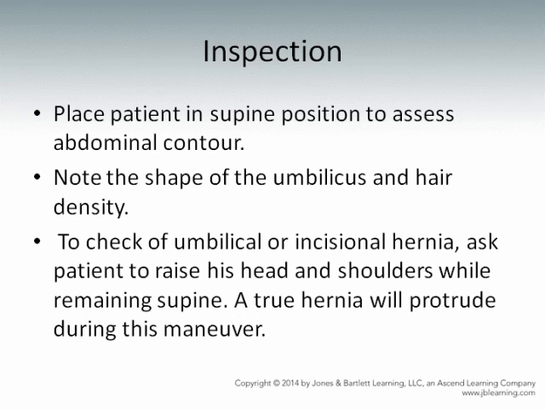So inspection is the first thing we're going to do. You're going to place the patient in the supine position, and this is where you're going to assess for the abdominal contour. You're going to note the shape of the umbilicus as an innie or an outie, any hair density, and you're going to check for an umbilical hernia or an incisional hernia. You want to ask the patient to raise his head and shoulders while remaining supine, and a true hernia will protrude during that maneuver.